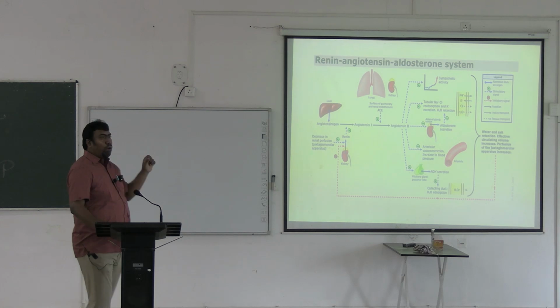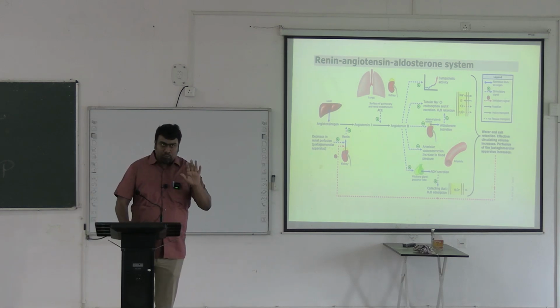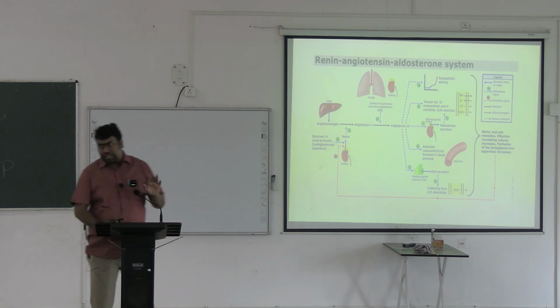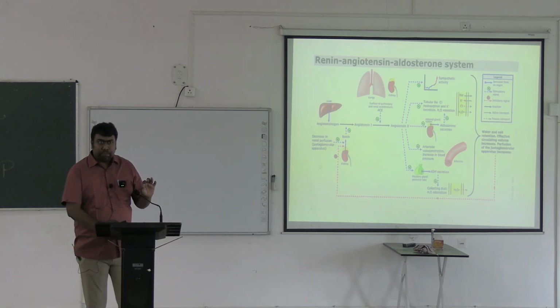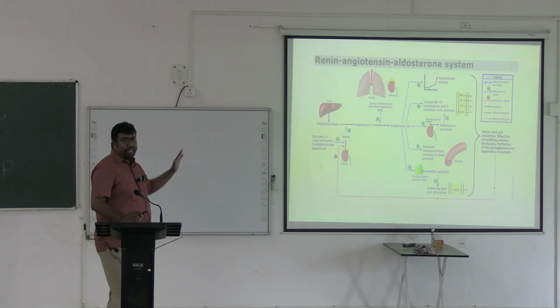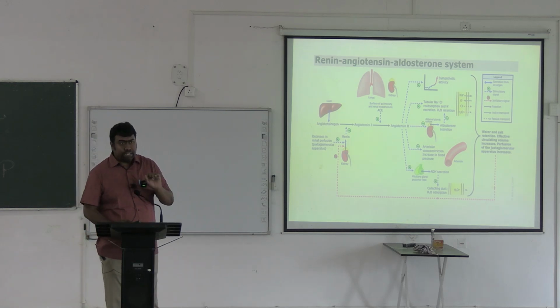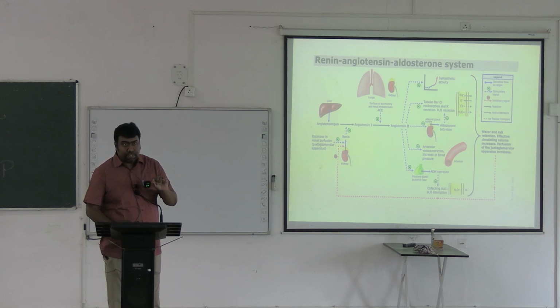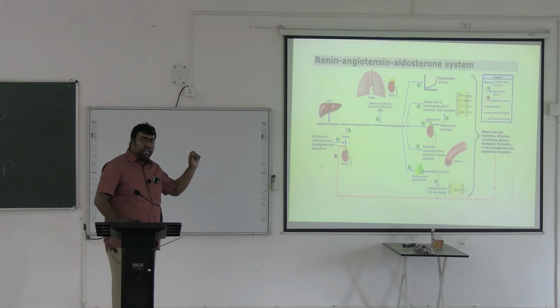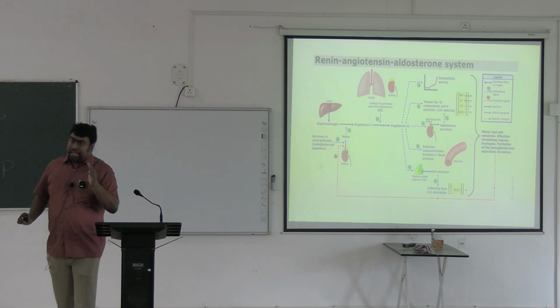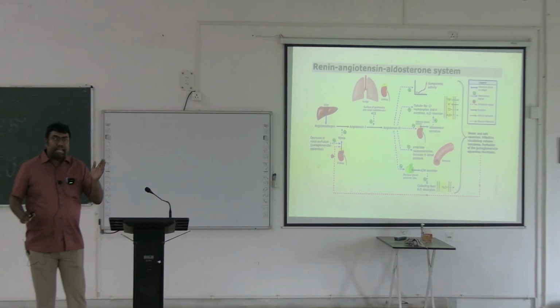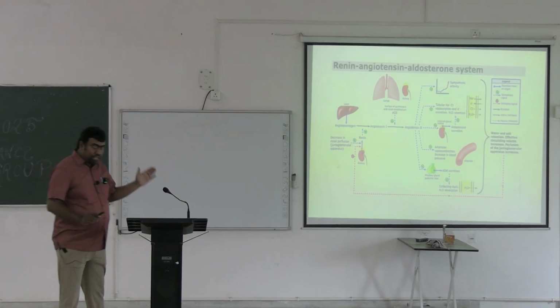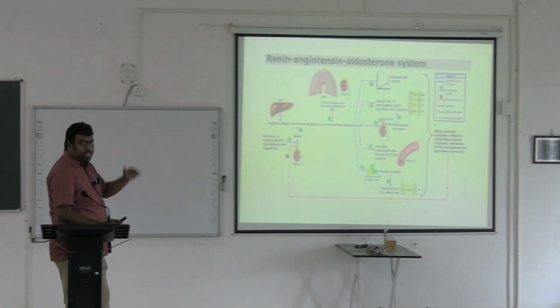Clear? So we can have 3 points where we can reduce synthesis or action of angiotensin 2. What are they? Number 1, if we inhibit renin, direct renin inhibitor. Direct renin inhibitor ki aliskiren. Then 2, inhibit ACE enzyme. Then ACE inhibitors, angiotensin converting enzyme inhibitors.